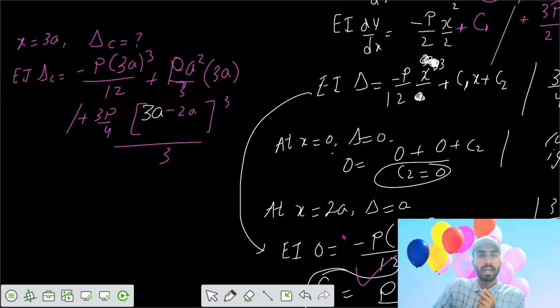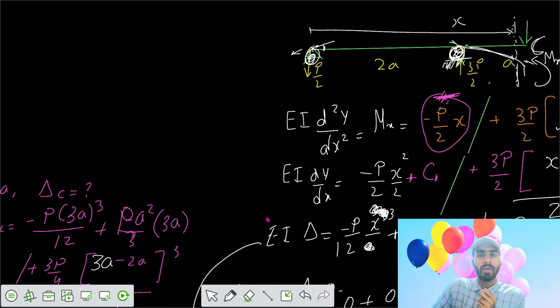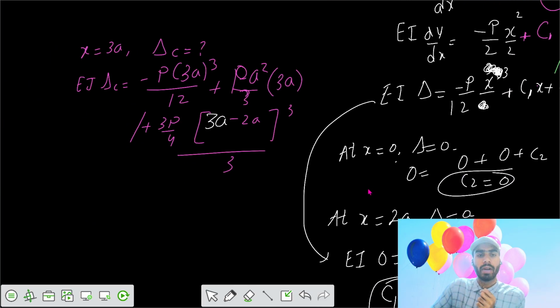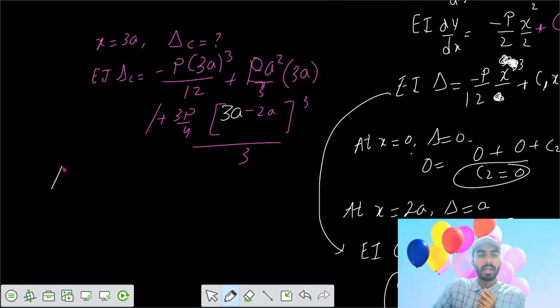So your term is valid because it's the last term, and our value of x is greater than 2a, so it's valid here. So finally we can get the value of delta C. This oblique we can remove now because your term is valid. That means you can add this one also in the total terms. So delta C equals minus PA cube by EI.